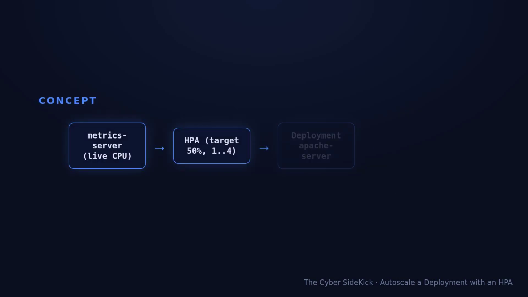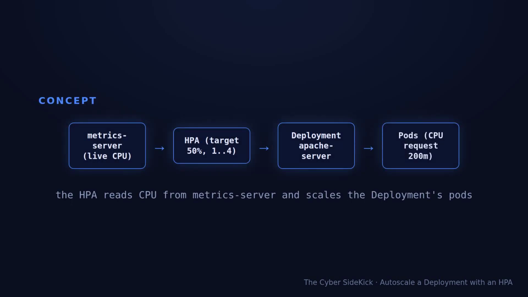Two things have to be true before an HPA can do anything. The pod needs a CPU request, because a 50% target is a percentage of that request. With no request, the HPA can't compute utilization. And metrics server has to be running, because that's where the HPA reads live CPU. Given both, the HPA watches CPU and adjusts replicas between your min and max. The scale-down stabilization window tells it how long to wait on falling load before removing pods.